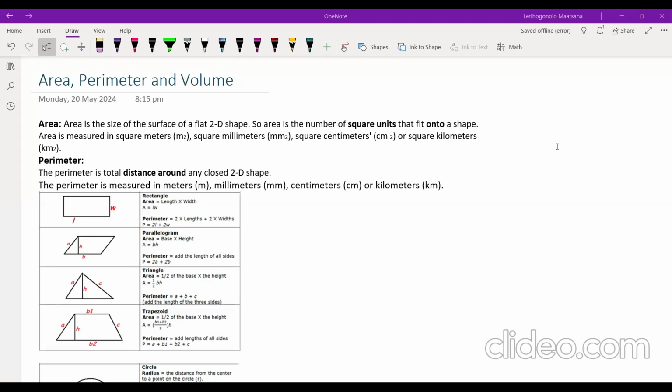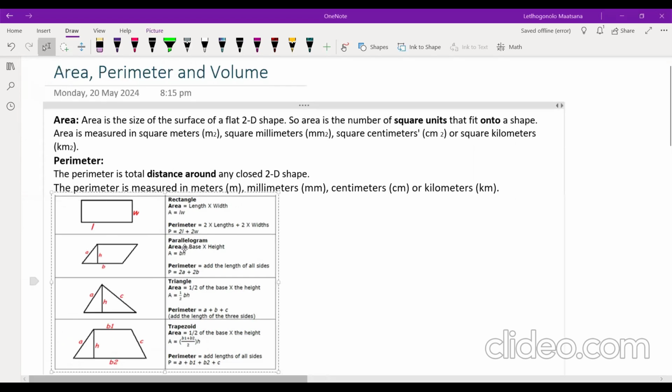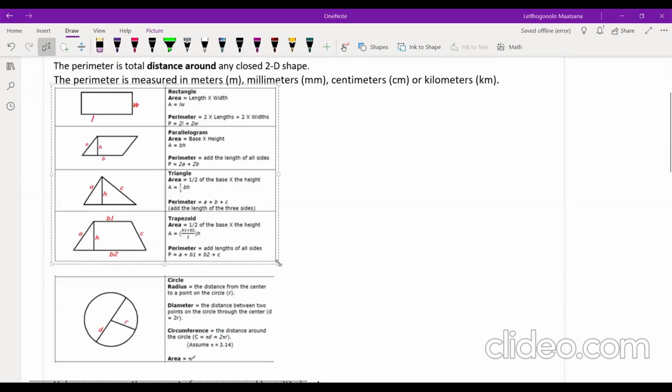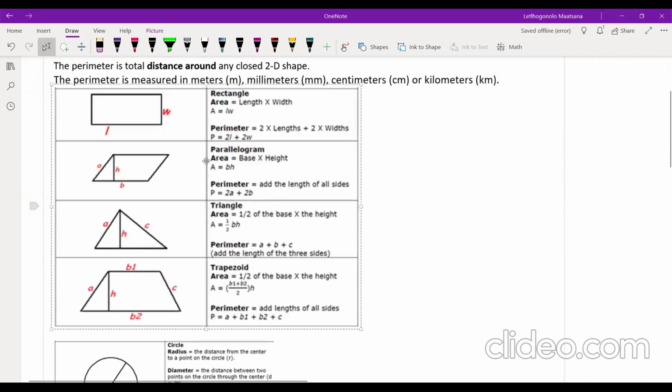Perimeter is the total distance around any 2D closed shape. The perimeter can be measured in meters, centimeters, and kilometers. Let's take a look at the formulas we use to calculate different areas and perimeters. Let's start with these here.